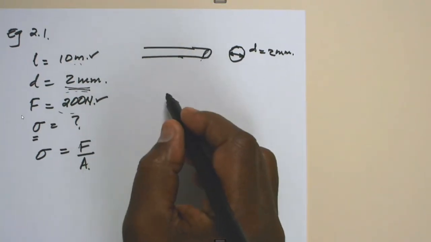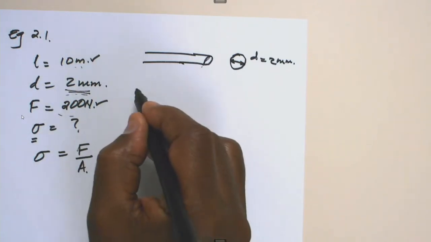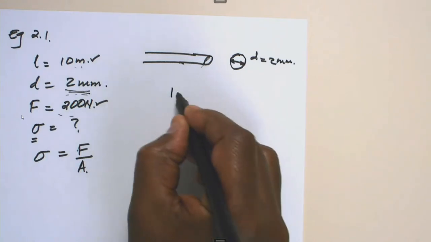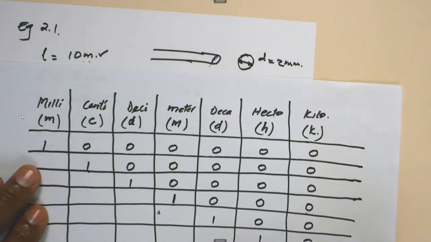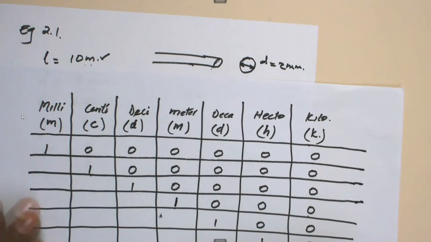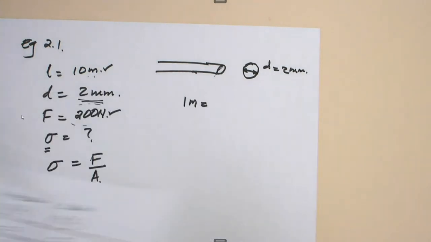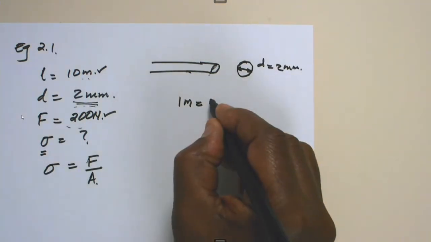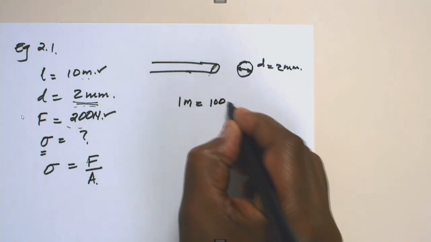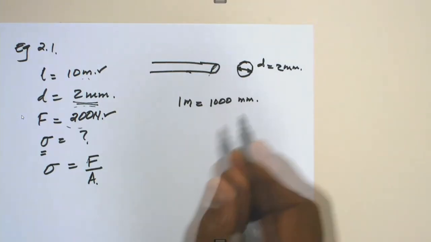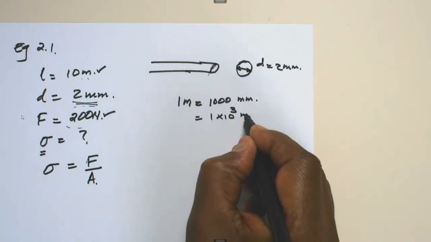So we know that if we have to convert millimeters to meters, 1 meter will be equal to 1,000 millimeters. That therefore means that 1 meter is equal to 1 × 10³ millimeters.